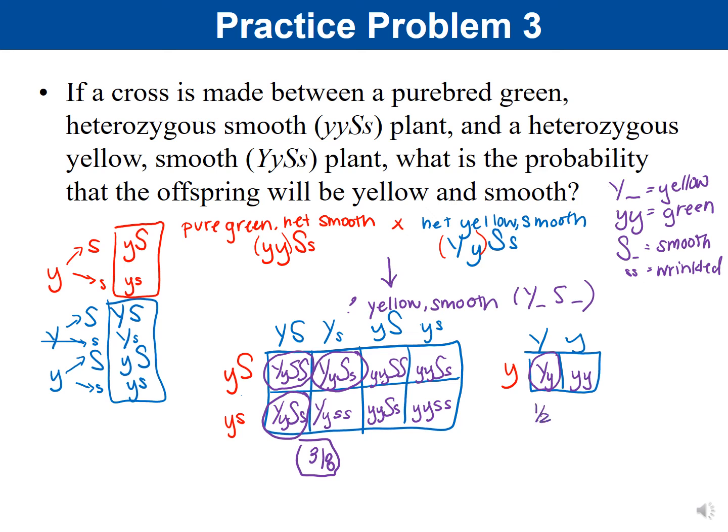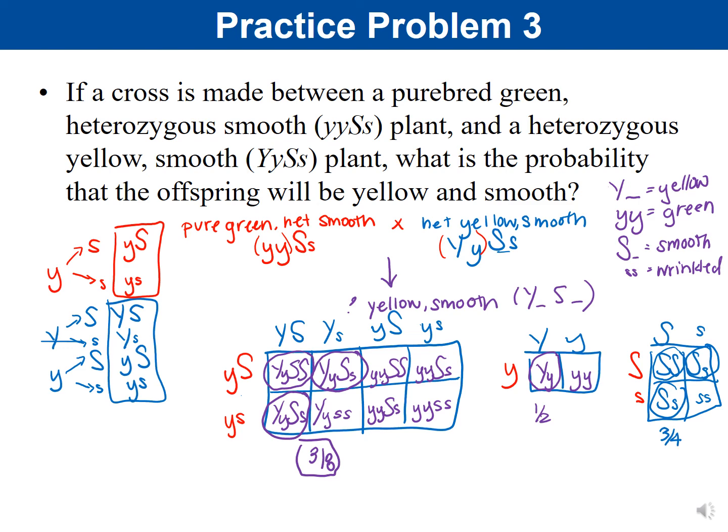Now I need to cross my S's separately. So big S, little s, and that's crossed with big S, little s. Again, it's just a very simple Punnett square. Big S, big S, big S, little s, big S, little s, little s, little s. So the probability of being smooth, 1, 2, 3, is 3/4.